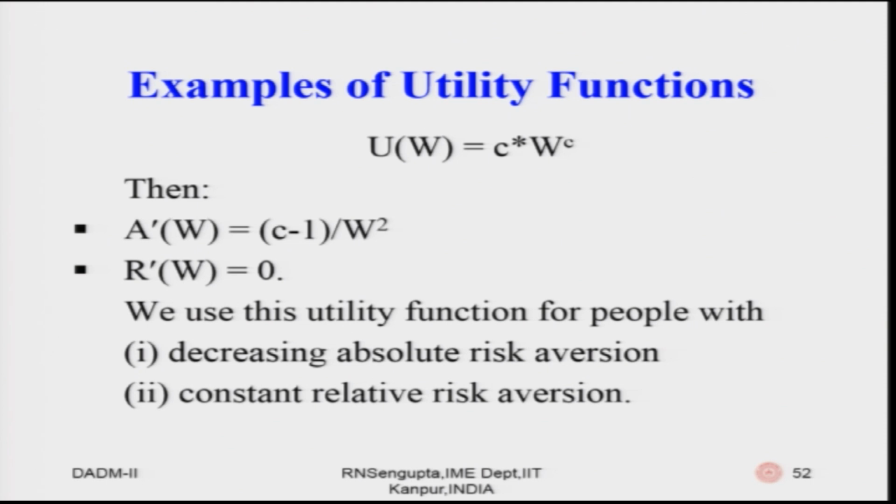So, we can immediately comment that there is a decreasing absolute risk aversion property, and along with the fact that when we find R and R prime, the R prime value comes out to be 0, it will have a constant relative risk aversion property. With these two properties, decreasing absolute risk aversion and constant relative risk aversion, you can immediately point to the fact that the utility function would be the power utility function. Similarly, depending on the combinations of R prime and A prime, you can find out the unique utility function based on which you can work.